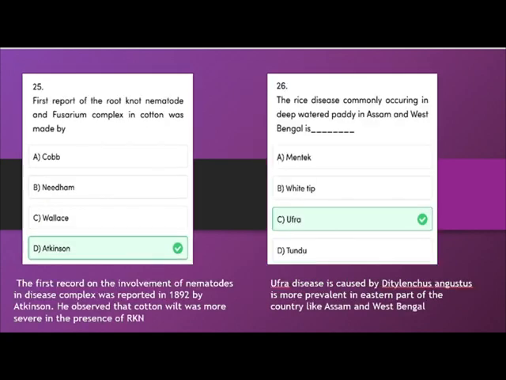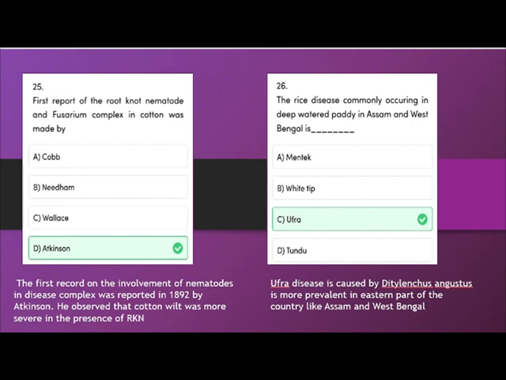Now, 25th question. The first report of the root knot nematode and fusarium complex in cotton was made by, and the answer is Atkinson. The first record on the involvement of nematodes in disease complex was reported by Atkinson in 1892. He observed that cotton wilt is more in case of presence of RKN.